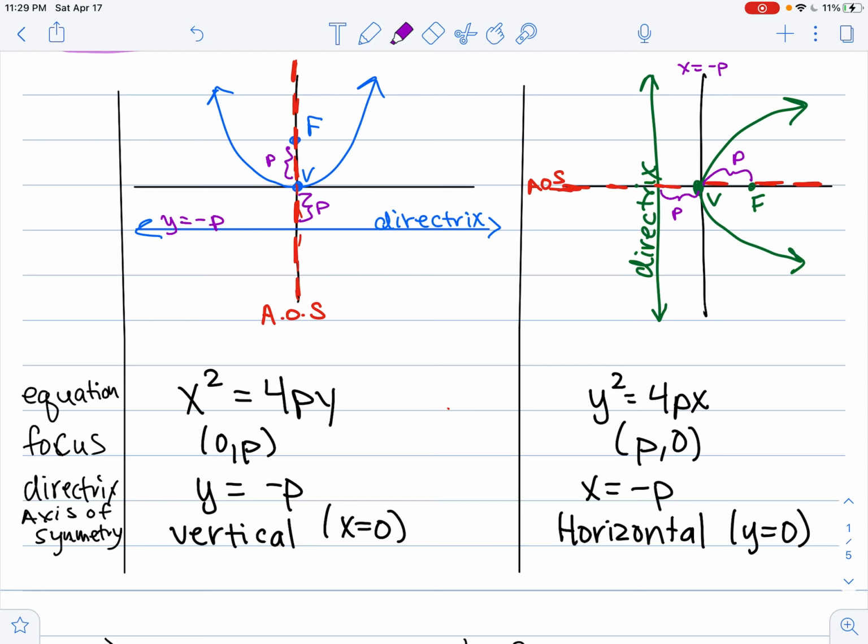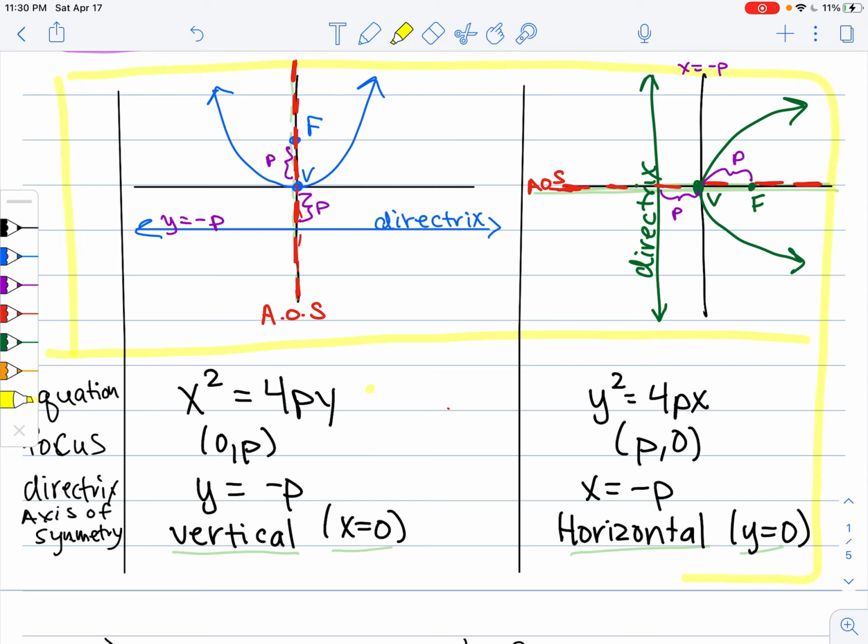And the axis of symmetry that we see here is a vertical line where x equals 0, and that's because it goes through the vertex. And similarly here, the horizontal line, axis of symmetry, goes through the vertex as well. These are really, really important. So if you don't have this down yet, this box especially with this picture up here, is very critically important, okay?